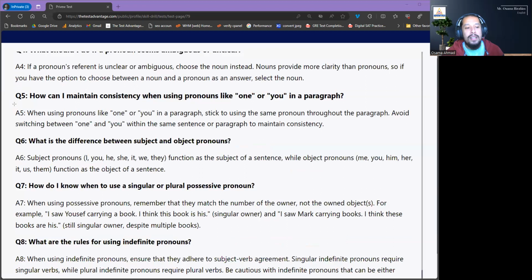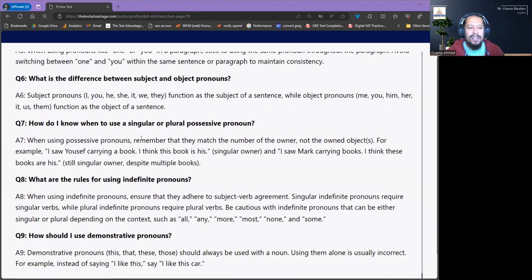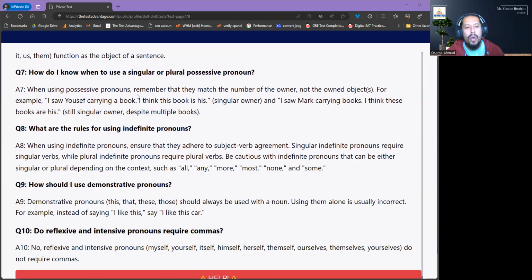How can I maintain consistency when using pronouns like one or you in the paragraph? How can I maintain consistency, Omar? It must come in a paragraph. Yeah, you check the paragraph. Very simple things, right? What is the difference between subject and object? That's easy. How do I know when to use singular or plural? Not a big deal there. What are the rules for identifying?